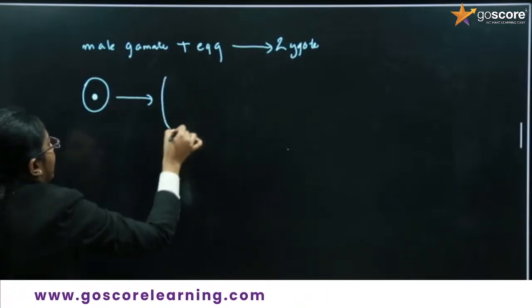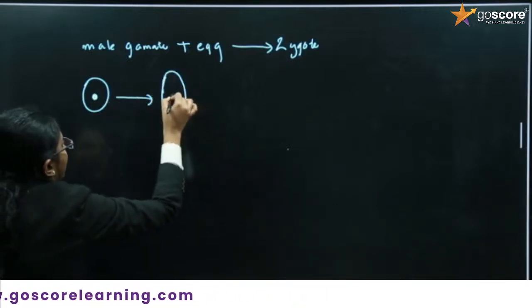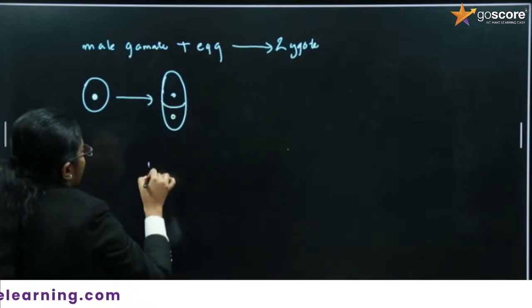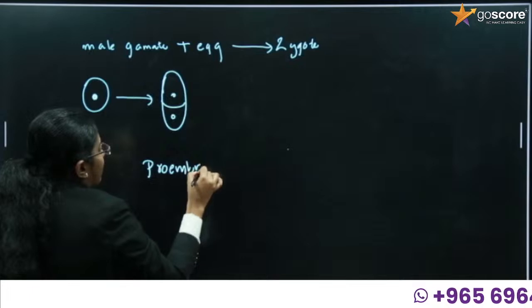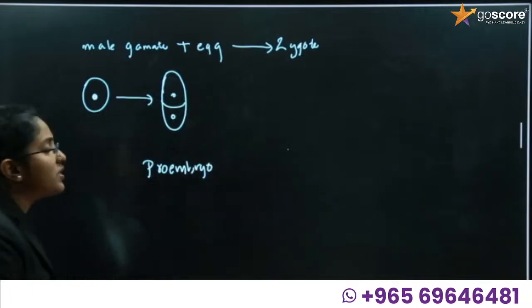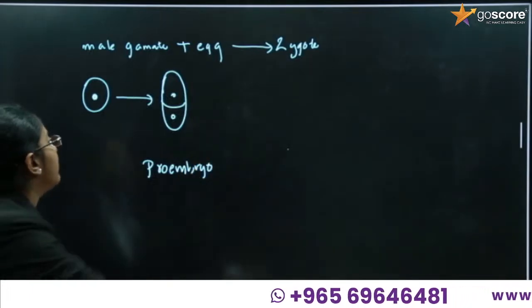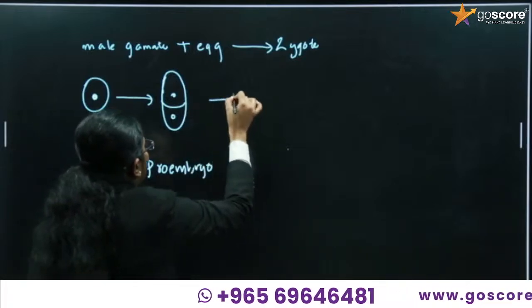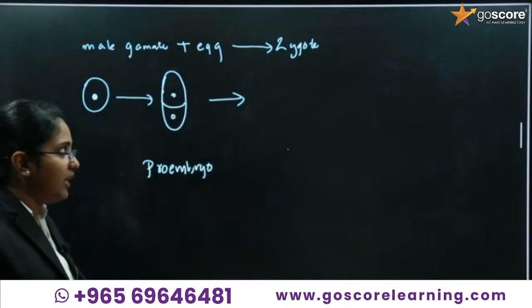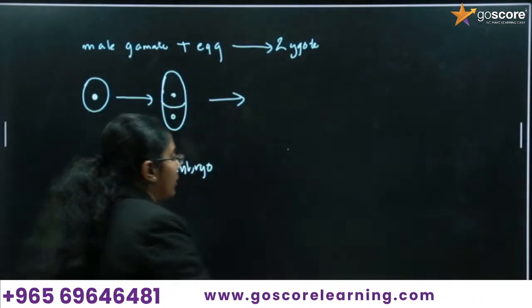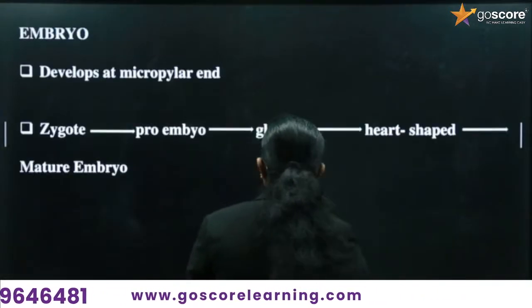The zygote will undergo division and forms the structure called proembryo. Then the proembryo undergoes many divisions to form the structure called globular embryo.